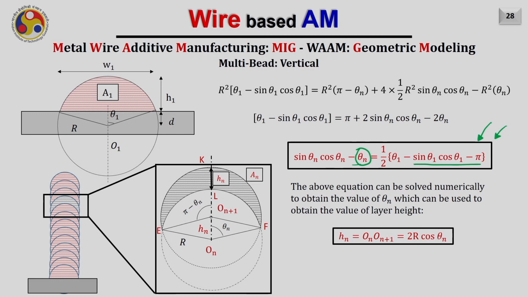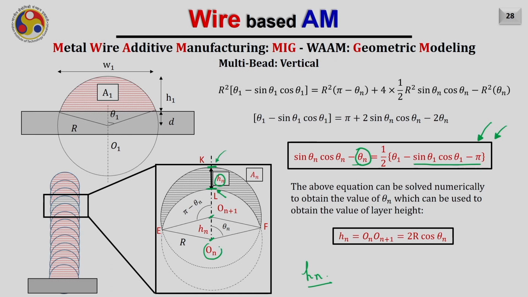Once you apply the numerical technique and obtain the value of theta n from this equation, it will be very easy for me to obtain the value of Hn. How? Because Hn is nothing but this height. This is the distance between the peak of the newly deposited bead and the peak of the previously deposited bead. So this difference is nothing but Hn, and the same Hn will be the distance between these two centers of the deposited bead.